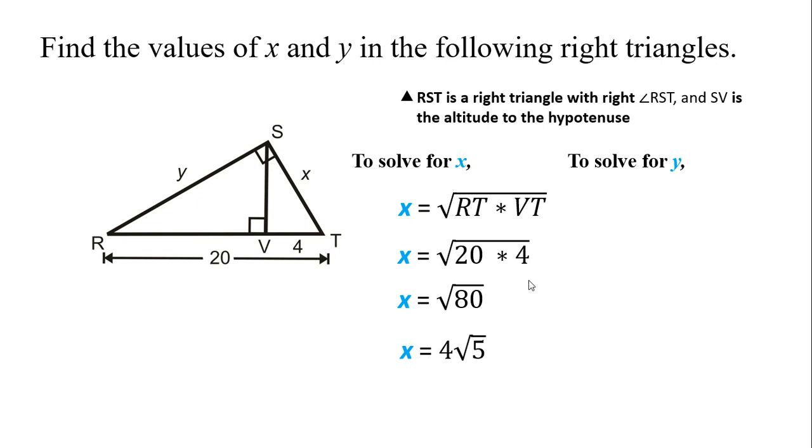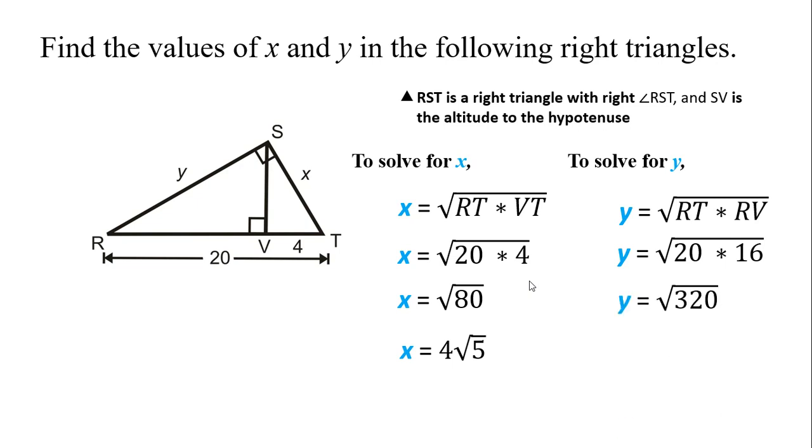the product of the hypotenuse times the segment adjacent to leg y, and that leg is RV. So if VT is 4, what is the measurement of RV? Very good. That's 16. So if we're going to multiply 16 and 20, the answer is 320. And if we're going to simplify, that is 8 square root of 5.